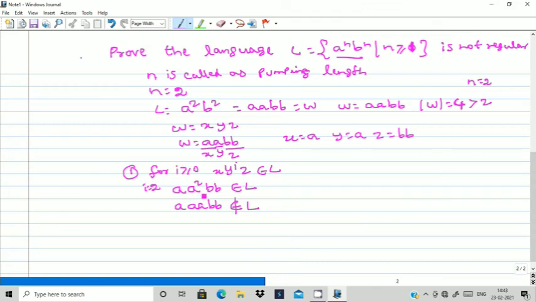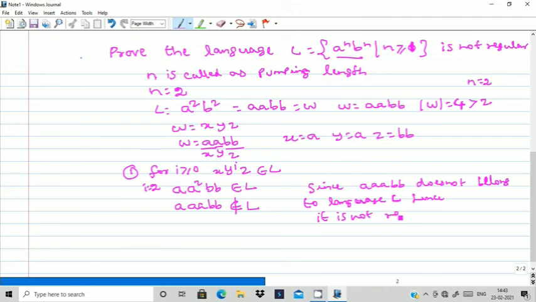The rule states that if any one condition fails, then the language is not regular. Since aaabb does not belong to the language L, hence it is not regular. Even if one condition fails, we can say it is not regular.